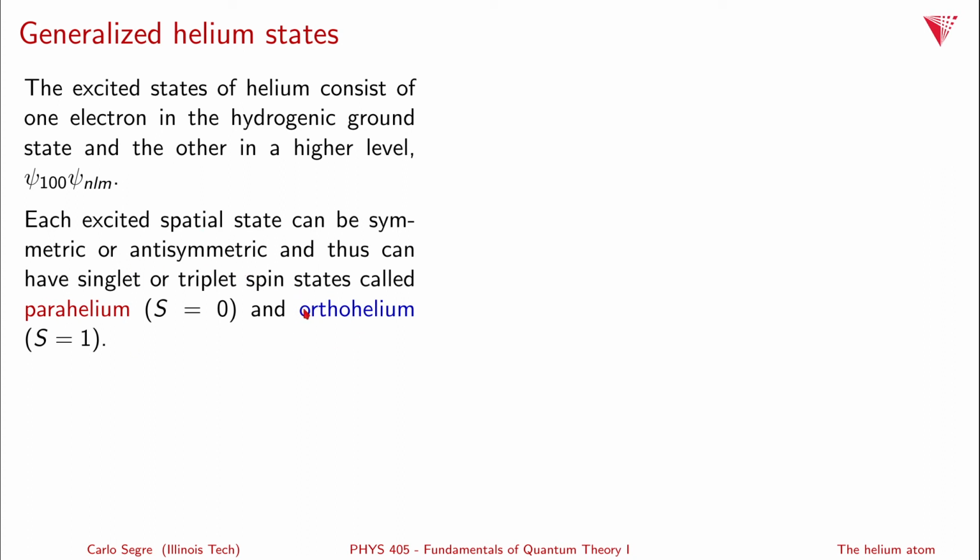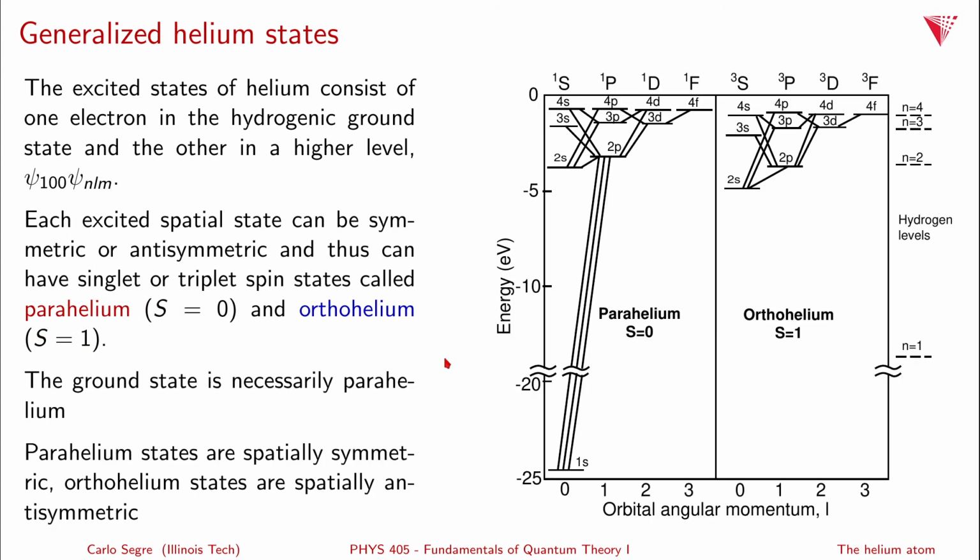Now for singlet spin states, this is called parahelium, S is equal to 0. And orthohelium is the triplet state where S is equal to 1. Remember the total spins for the two electrons, each of them has a spin 1/2. So you can get spin 0 or spin 1 when you add them together. So that's what the total spin of the two electrons in the helium atom would be.